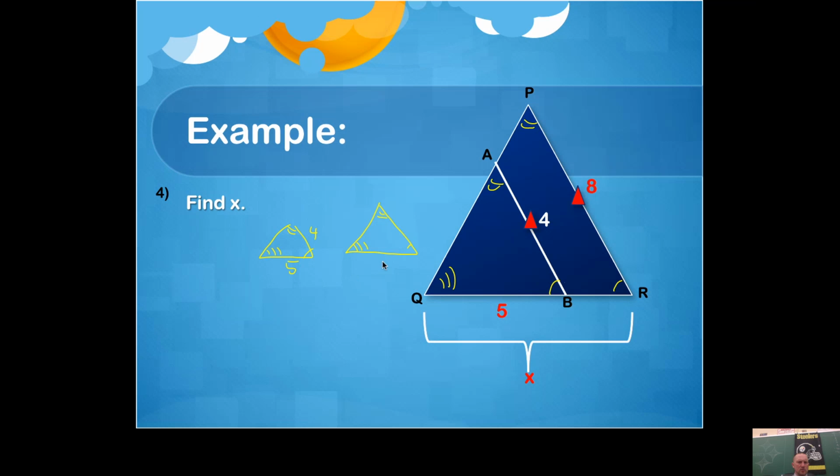Bottom of the big triangle is what we're looking for. Right side of the big triangle we know is 8. Notice how this guy times 2 gives you 8. This guy times 2 is going to give you that, right? 4 to 8 equals 5 to x. So we know that x is 10. 40 divided by 4.